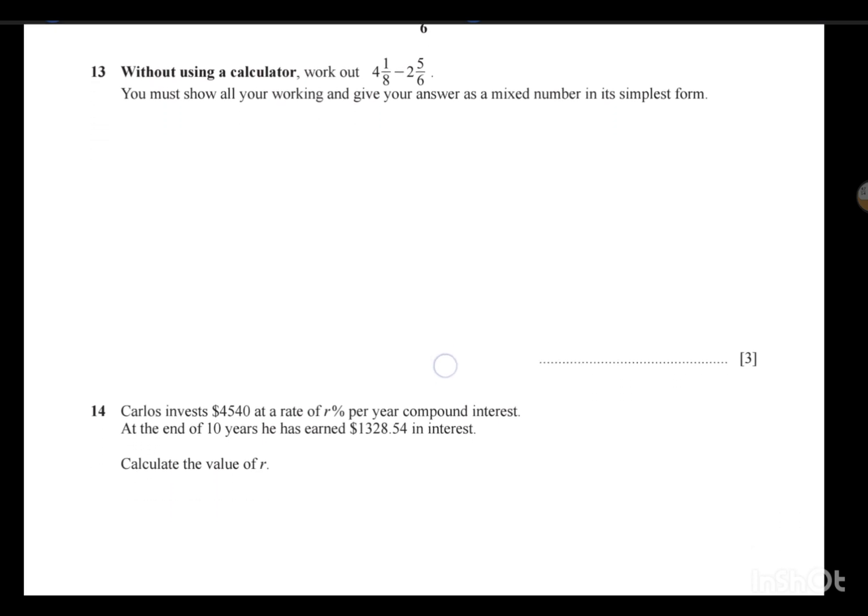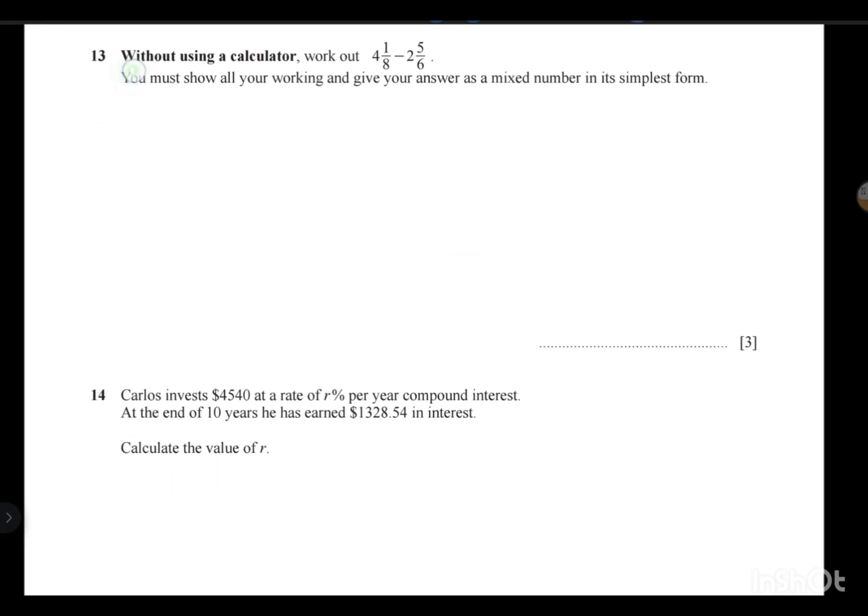Question number 13. Without using a calculator, work out 4 1/8 minus 2 5/6. You must show all your working. Give your answer as a mixed number in its simplest form. Without using a calculator, so find out 4 1/8 minus 2 5/6. Convert them into improper fractions.